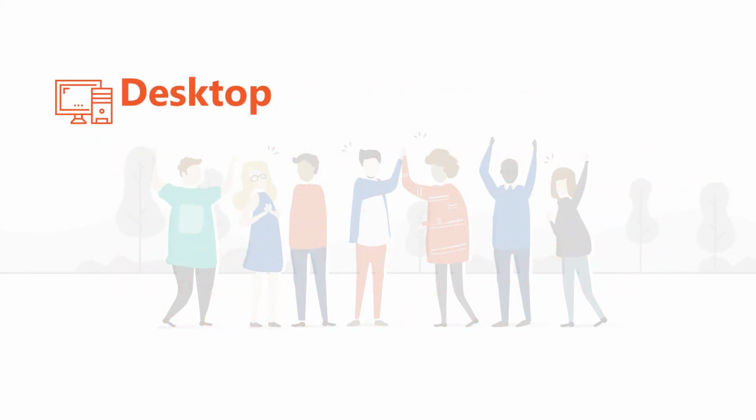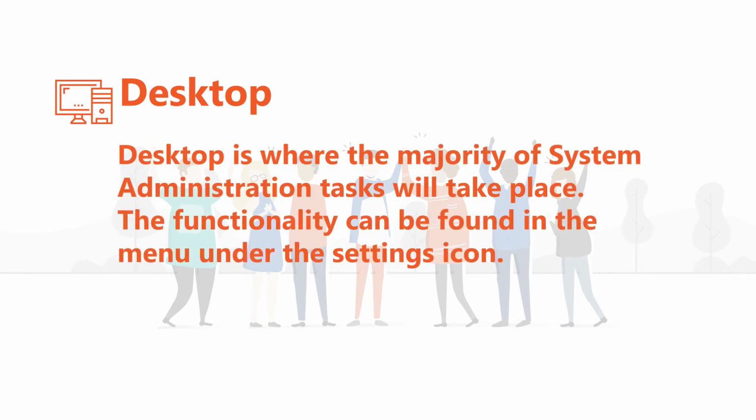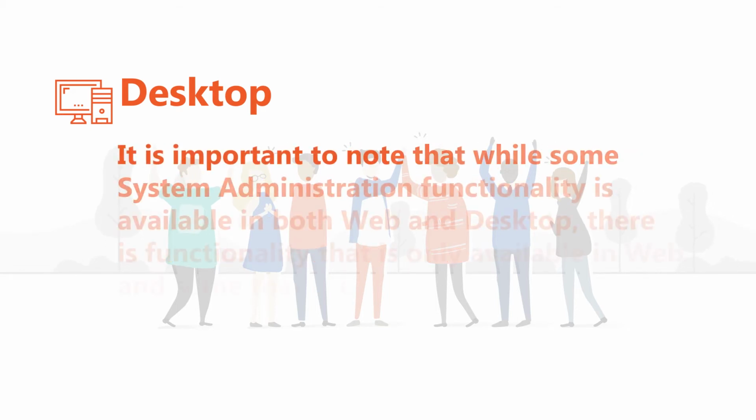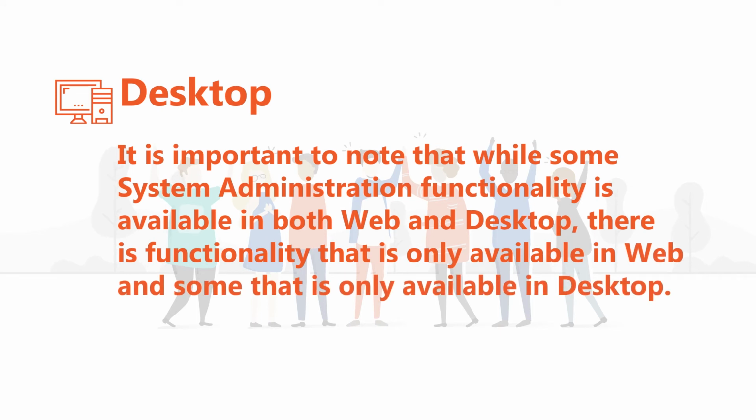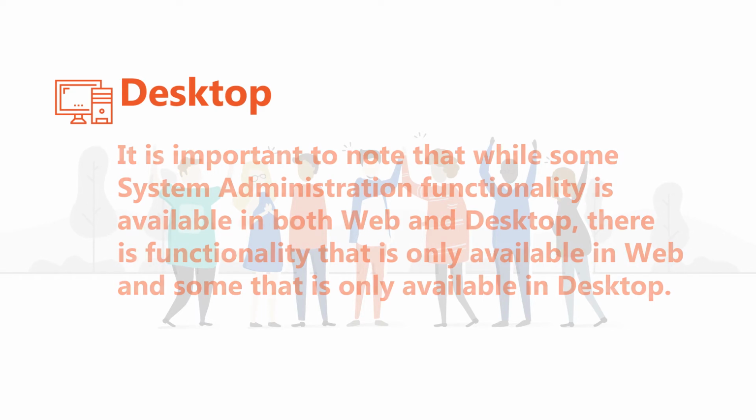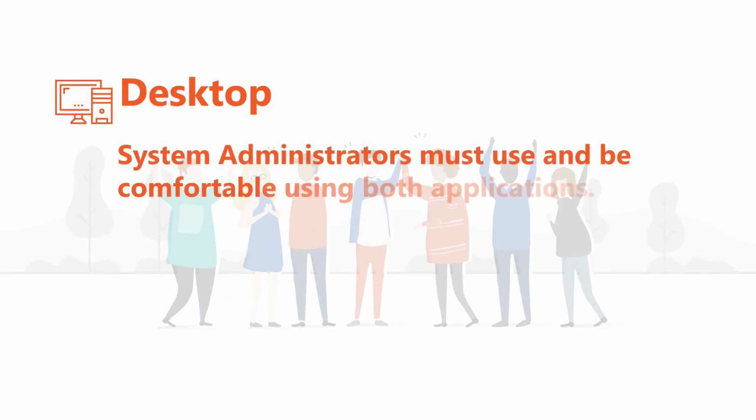Desktop is where the majority of system administration tasks will take place. The functionality can be found in the menu under the Settings icon. It is important to note that while some system administration functionality is available in both web and desktop, there is functionality that is only available in web and some that is only available in desktop. System administrators must use and be comfortable using both applications.